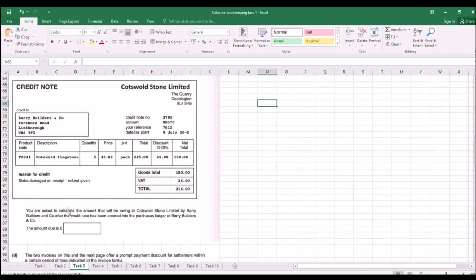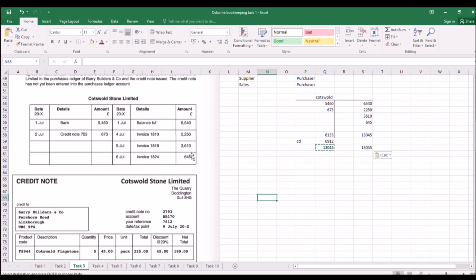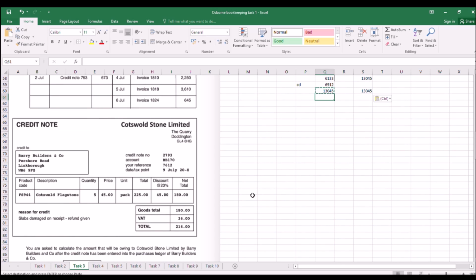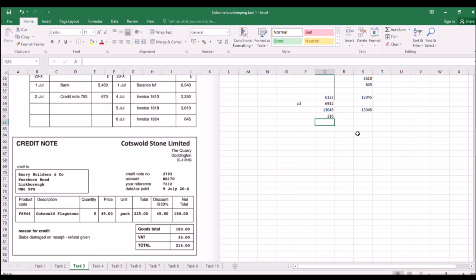This then comes in. So you're asked to calculate the amount owing to Cotswold Stones by Barry Builders after the credit note has been issued, and enter it into the purchase ledger of Barry Builders. Alright, okay, so we're going to have this credit note in here. The credit note for Barry Builders from Cotswold Stones in the purchase ledger means that we have to pay them less. So if we reduce our liabilities, we're paying them less. That's going to be a money in item. So we are going to pay them less. So that will be a reduction in a liability, a money in item, a debit, and so we'll be debiting 216 here.